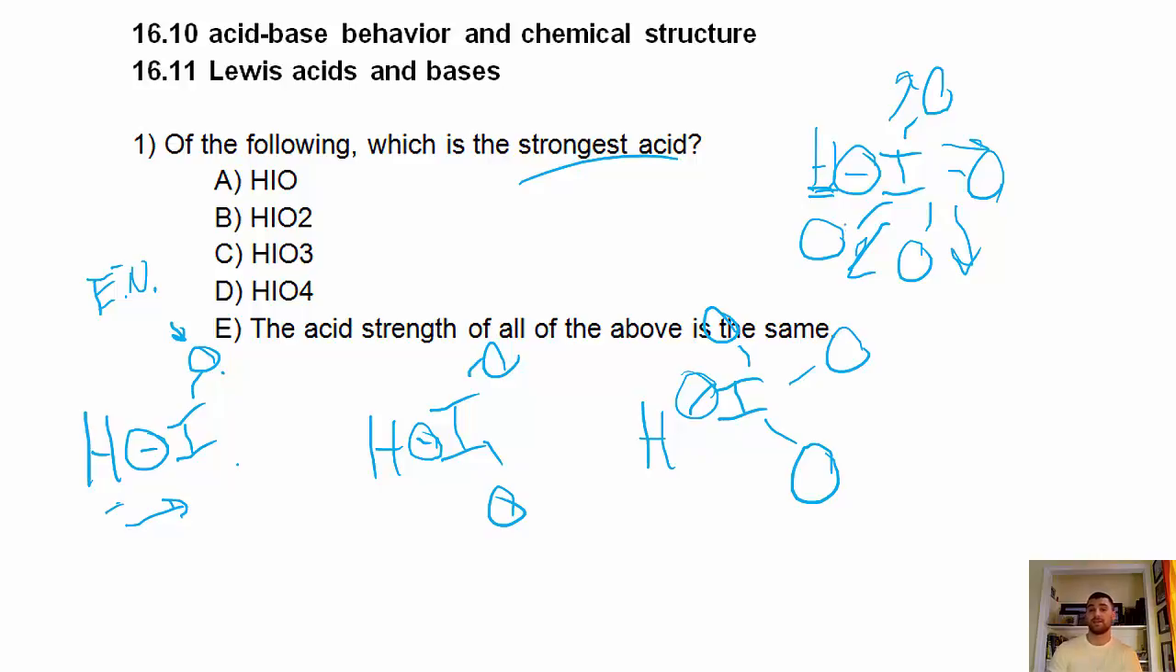So the strongest acid is going to be the one with the more electronegative atoms bonded to that central atom. It's going to have to be D, HIO4, right? Because kind of what's happening is these oxygens are hogging up all those electrons that iodine's got, and hydrogen's getting bullied out like it's the runt of the litter.